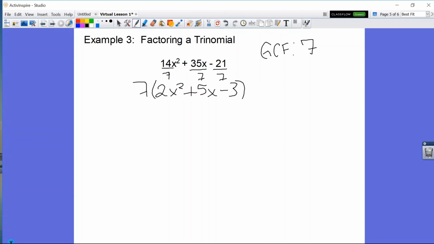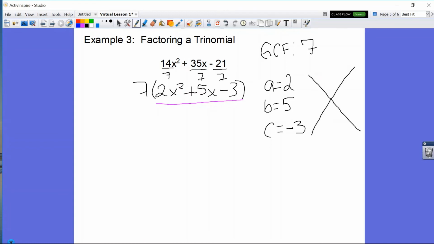So here's where I want to identify my A, B, and C terms. And remember, we're using the terms inside the parentheses, not the original problem. Factoring out the GCF is supposed to make our numbers smaller when we set up our diamond. So A in this problem is the coefficient of the quadratic term, or 2. B is the coefficient of the linear term, so 5. And then C is our constant. And don't forget that negative sign, it's really important.